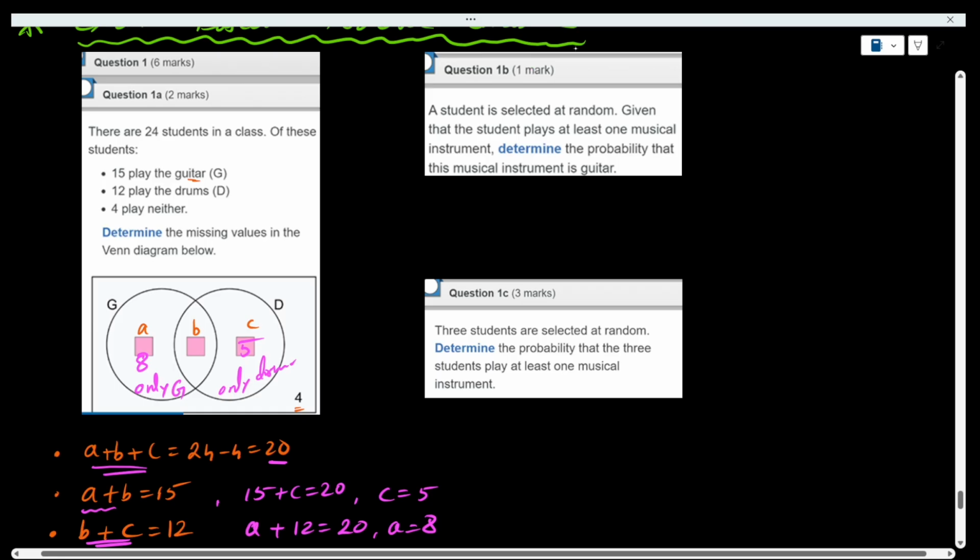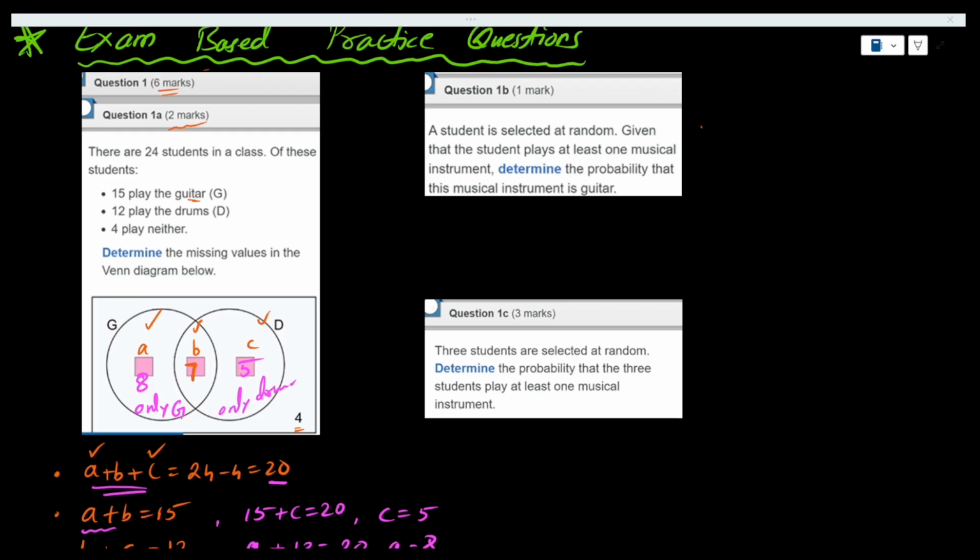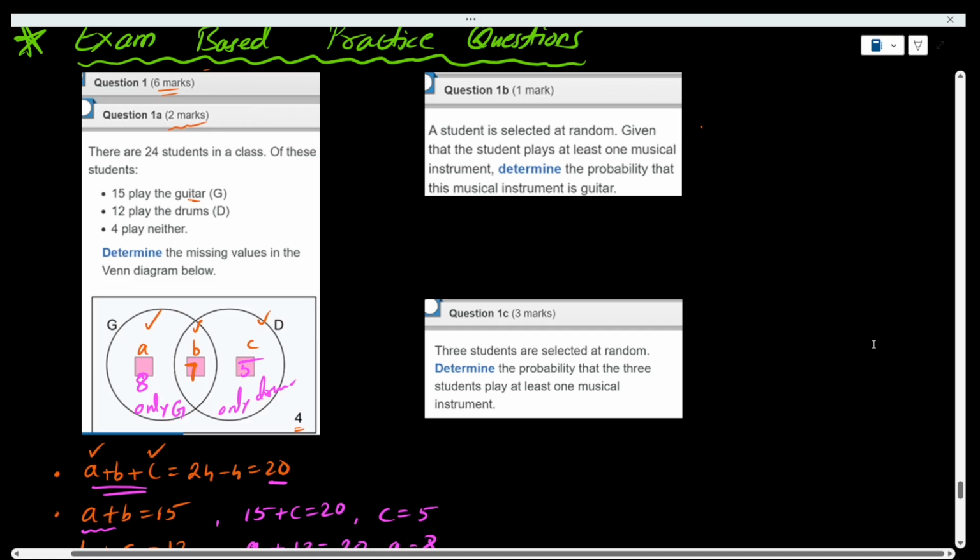Now just add 8 plus 5, that is 13, and altogether it was 20. So how many students are there who play both? In the first equation, now I can substitute A and C to get the intersection part. So there are 7 students who play both instruments, 8 only guitar, 5 only drum. So here 2.